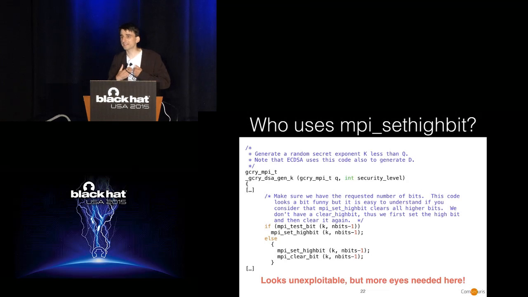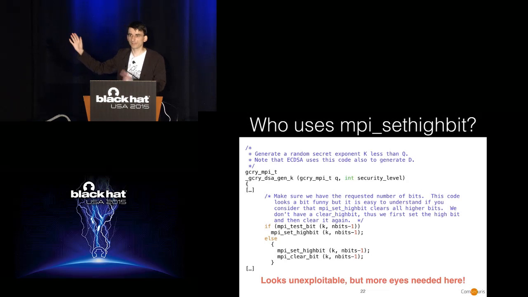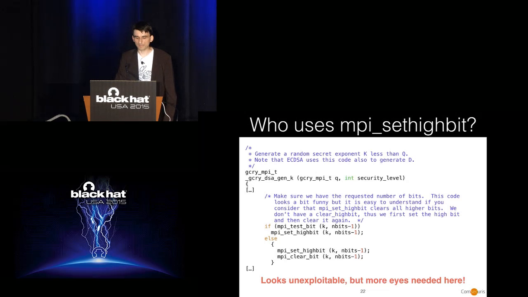But to me, it looks unexploitable because what comes in here is a random number that is of the right size already. I don't see how this can happen. So more eyes are needed here. The claim is that this has been observed in practice and this bug has been triggered. But besides this, there's only the prime generation routine, and I don't see how that would happen. This is the only place at the moment where I see that this could have an impact.